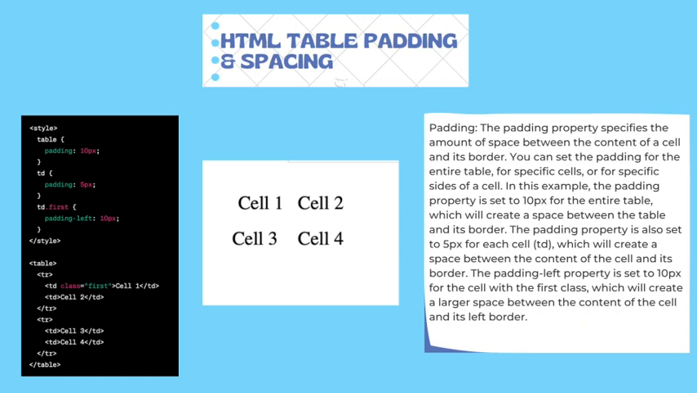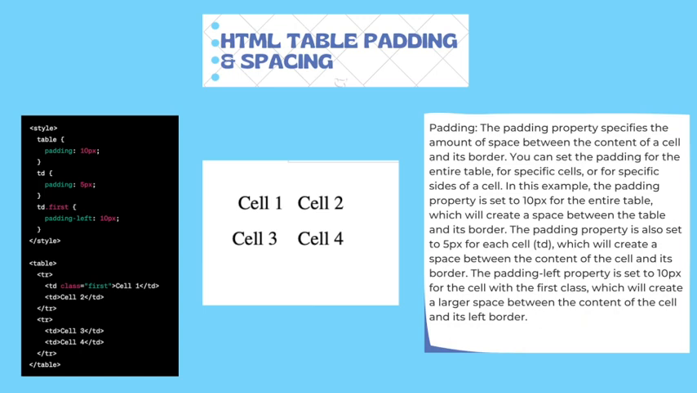HTML table padding and spacing. Here we are seeing HTML padding. The code is: style, table padding 10 pixel, td padding 5 pixel, td.first padding-left 10 pixel, style close, and following is the content of the table, and finally we are closing the table tag.